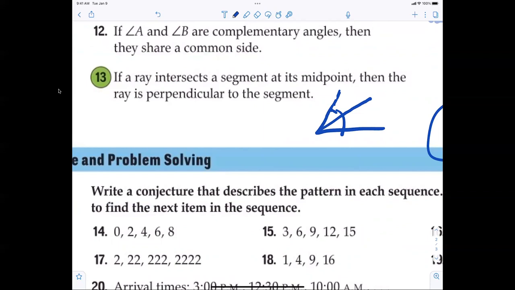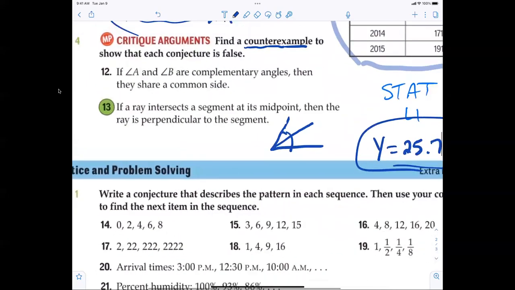All right. And so that's what they're trying to get at when they say share a common side. All right, let's look at 13. If a ray intersects a segment at its midpoint, then its ray is perpendicular. Does that have to be true? No. And some people just automatically assume that that has to be true, right?